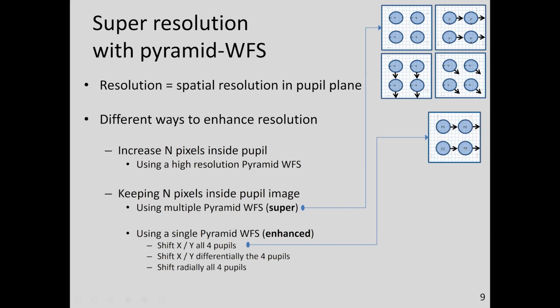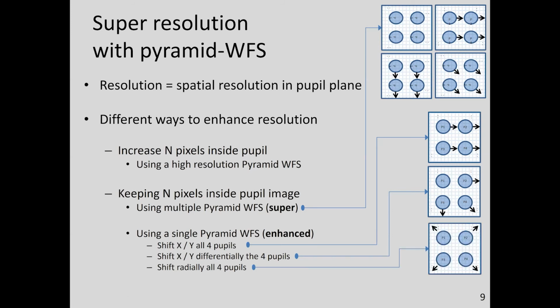Another way to think about this is to use a single pyramid wavefront sensor and to use the fact that we have 4 pupil images and we just want to shift them with respect to the pixel grid, trying to see if we can benefit from a kind of super resolution effect that we call enhanced resolution, just by shifting the pupil images. So we can shift globally each of the pupils with respect to the pixels, or we can shift them differentially. This is already what Charlotte showed in our talk about SCAO, or we can shift them in different ways.